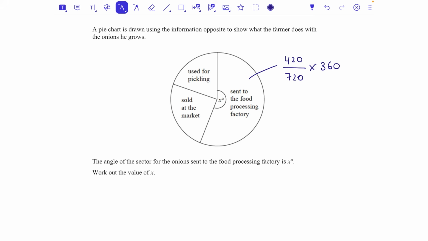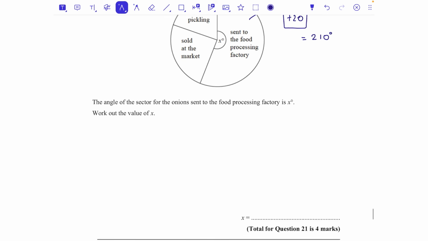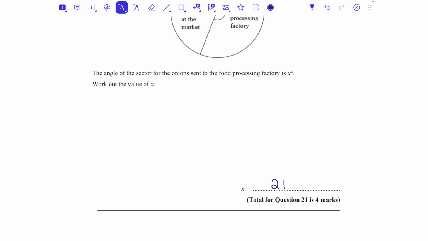Now you might be able to spot it from that, maybe you can work it out, but I'm going to do it properly just in case the numbers weren't quite as nice. 420 over 720, we want that fraction of 360, and that would indeed be 210. So you can type it in your calculator like that. Makes sense. If it's 420 out of 720 out of 360, it would need to be half that, so 210. 210 is your answer for 4 marks.